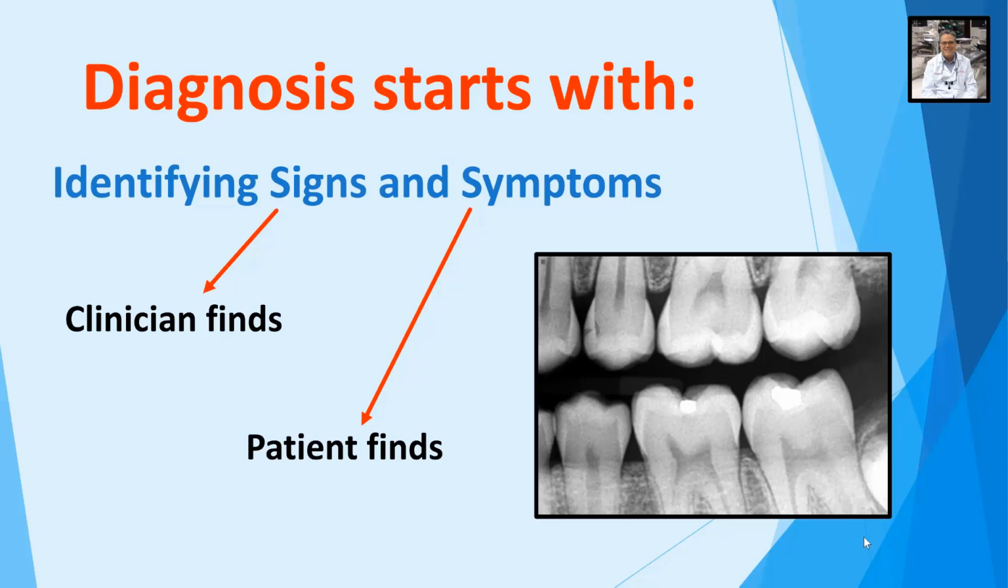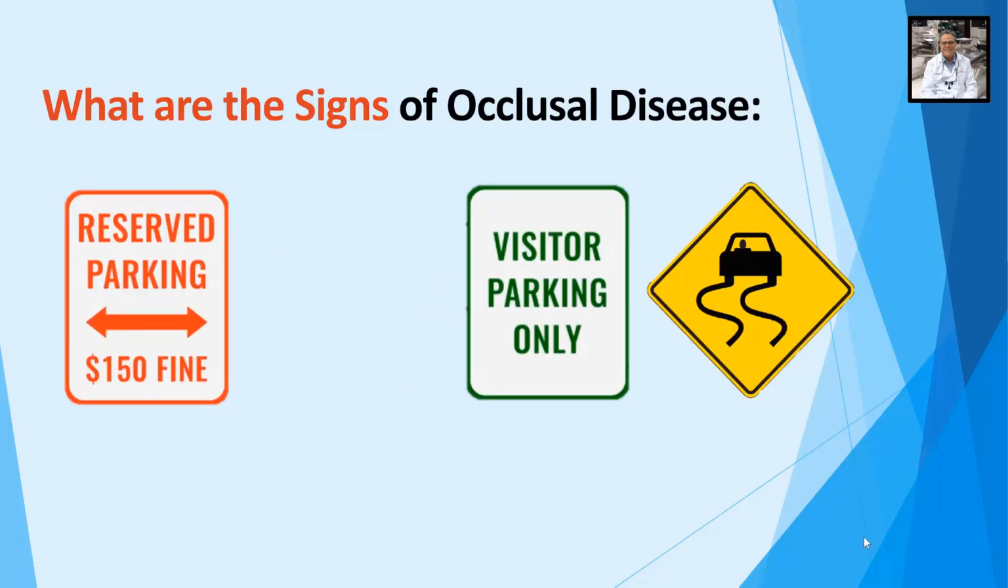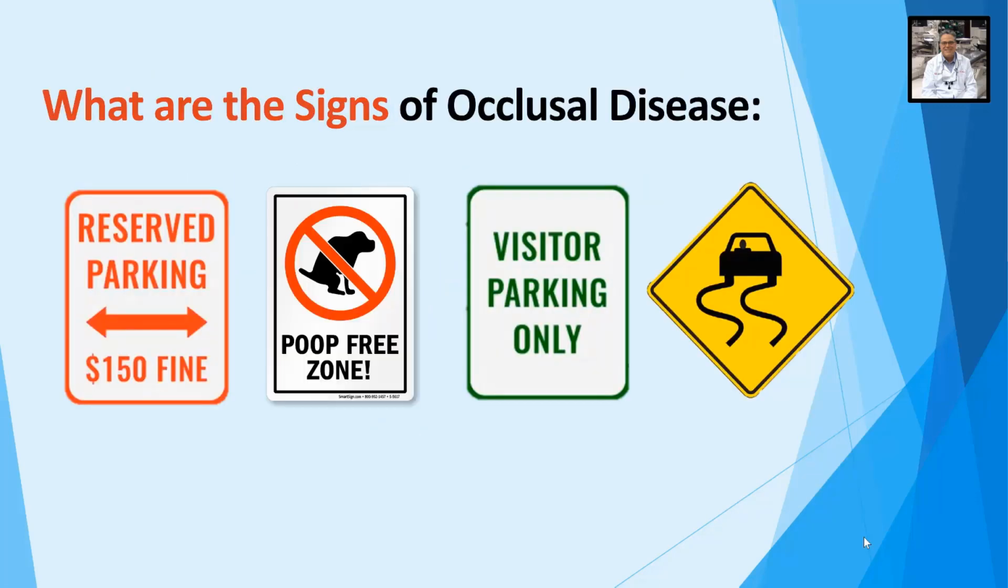We take x-rays, we take bite wings, and what we're doing is we're looking in the back for small carious lesions, such as right here, a proximal decay that's just beginning. That's not hurting the patient yet. The patient isn't aware. That's a sign. So you've been taught the signs and symptoms of caries and periodontal disease. So what are the signs of occlusal disease?